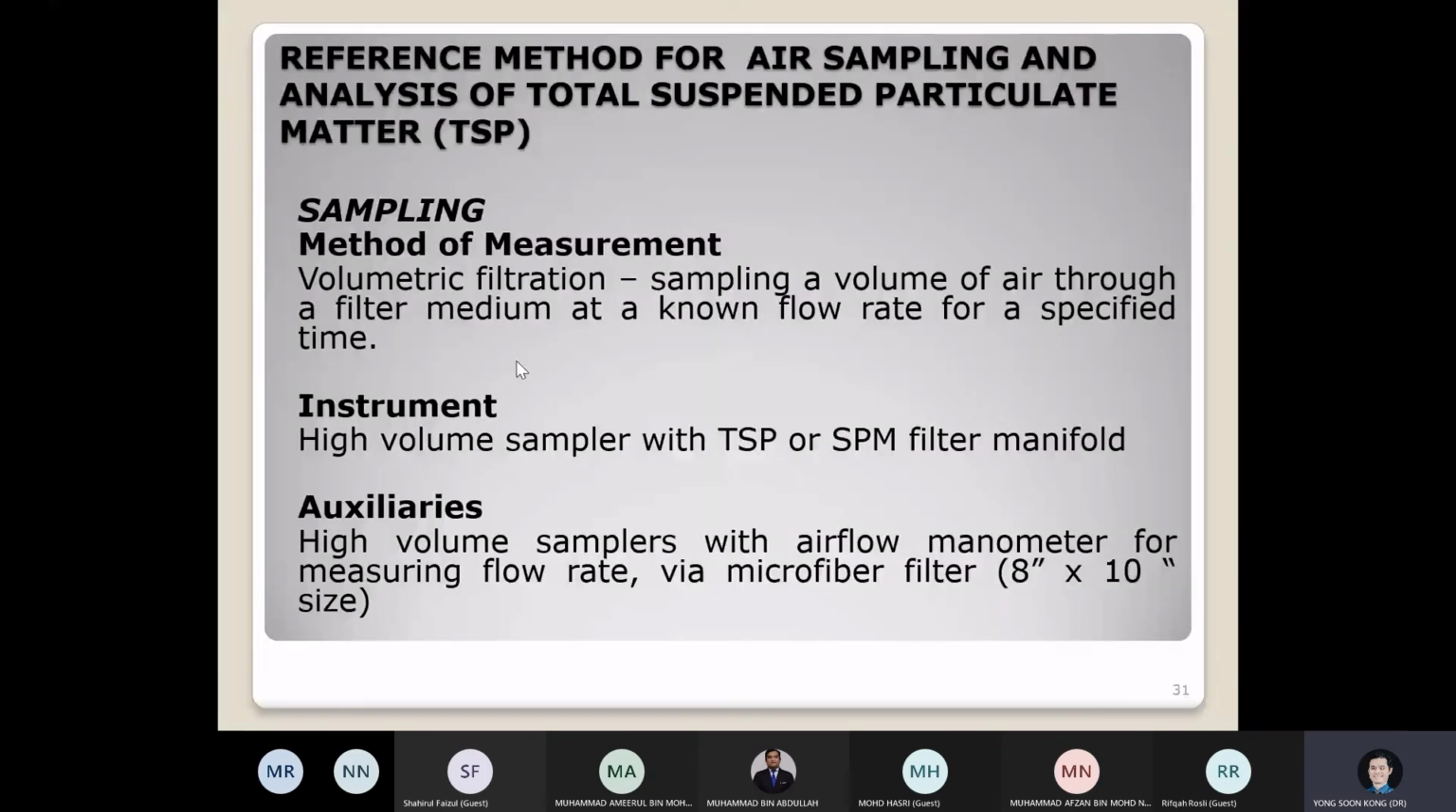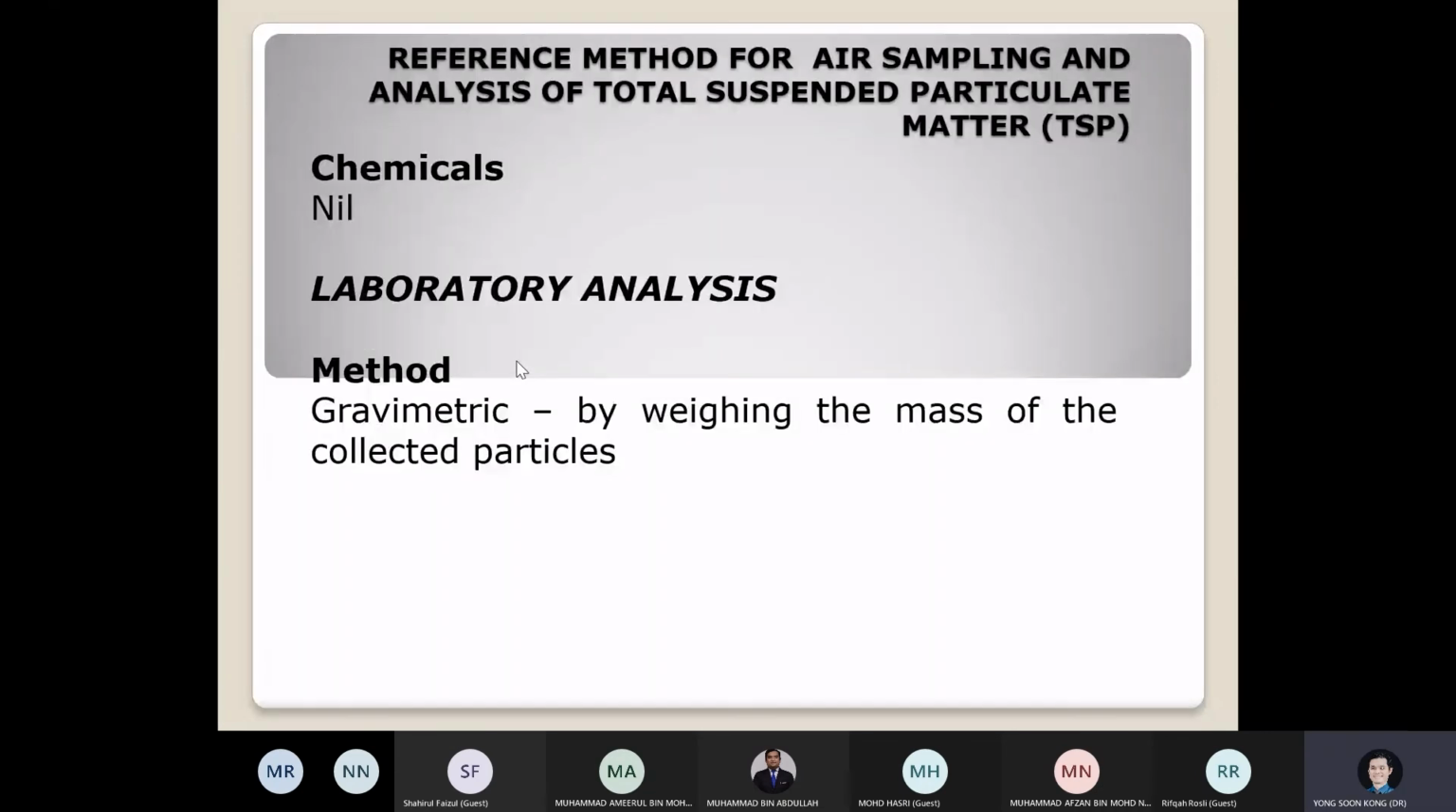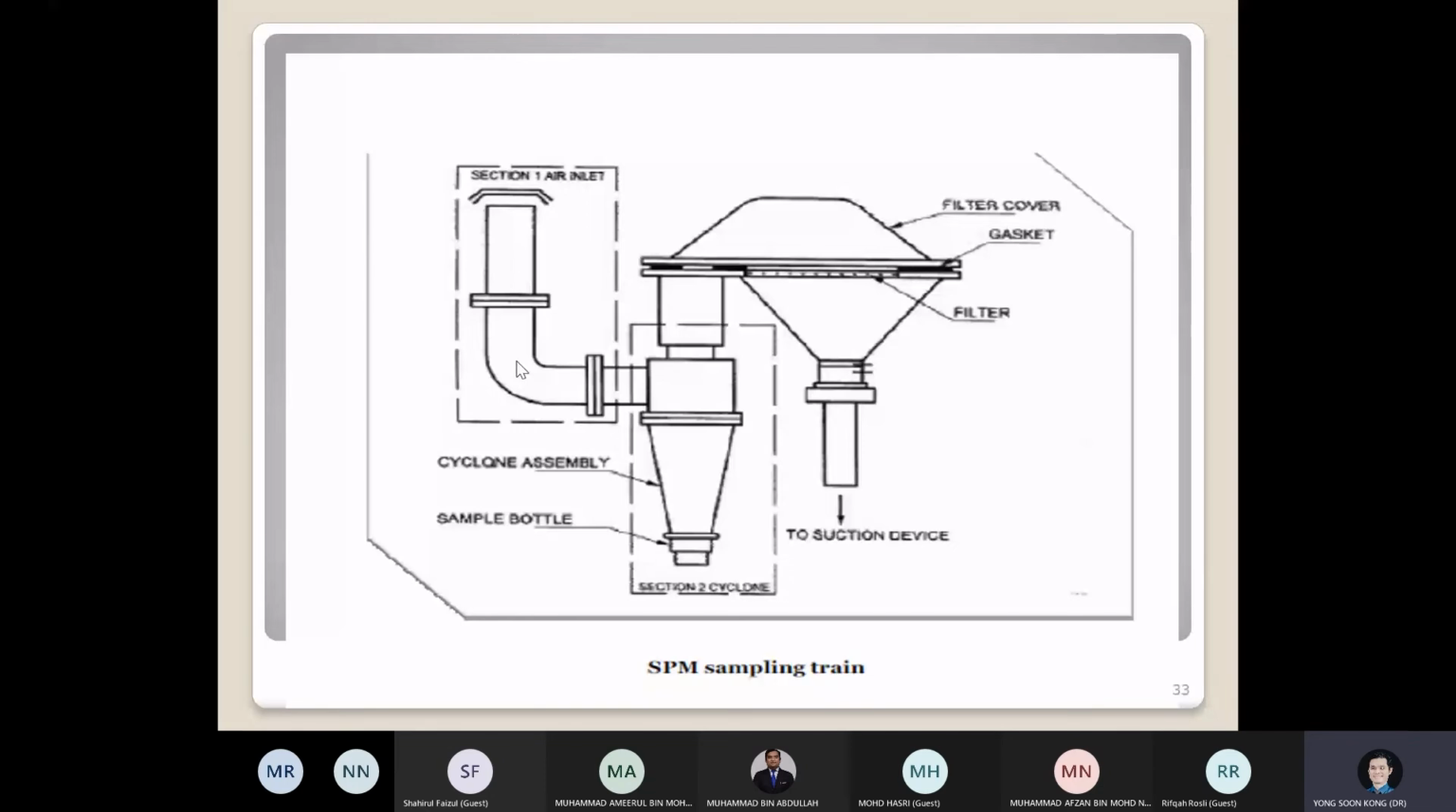Next one, sampling method, TSP, SPM, filter, auxiliary. Now this one is redundant information compared to the earlier one, so I'll just skip. Same here, skip. And this is how it looks like. So if you want to look at the schematic diagram, this is how it looks. But the actual high volume sampler may not be like this. But oh wait, now I know why.